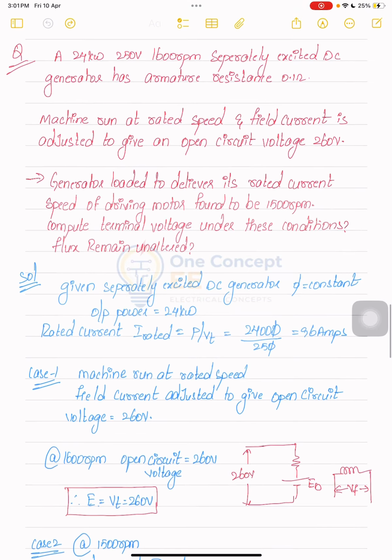Here it's given a 24 kilowatt, 250 volt, 1600 rpm separately excited DC generator has an armature resistance of 0.1 ohm. The machine is running at rated speed and the field current is adjusted to give an open circuit voltage of 260 volts. This is case 1. The generator is then loaded to deliver its rated current at a speed of 1500 rpm. Find the terminal voltage under these conditions. One of the points given is that the flux remains unaltered, meaning flux is constant.